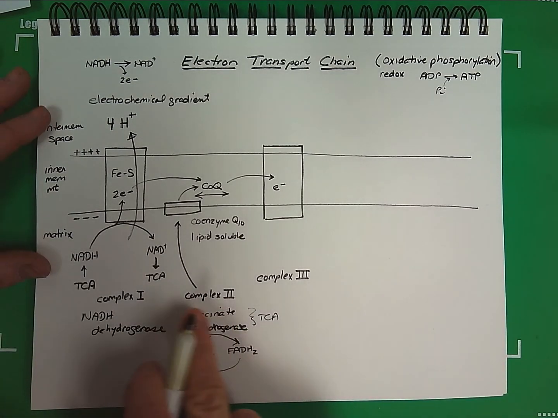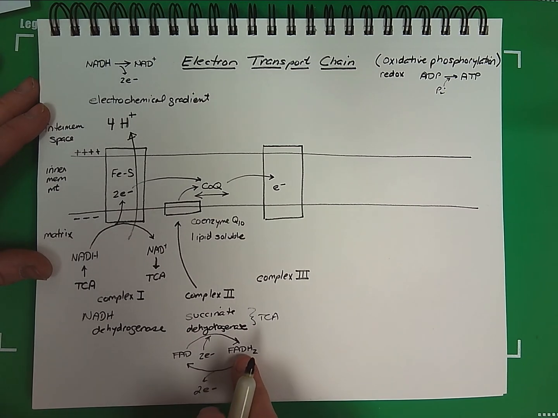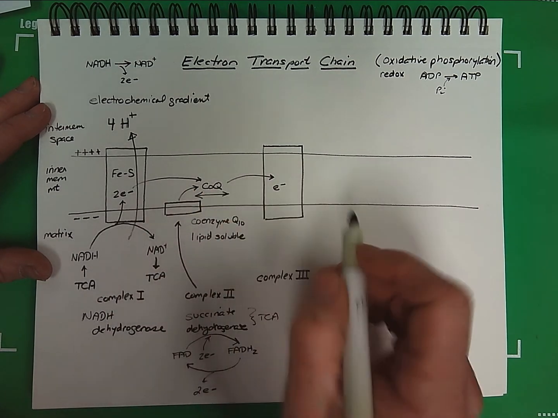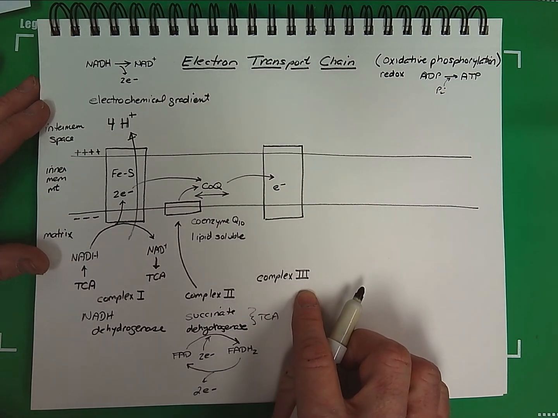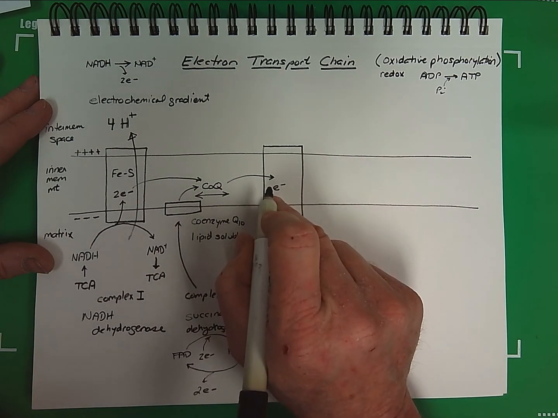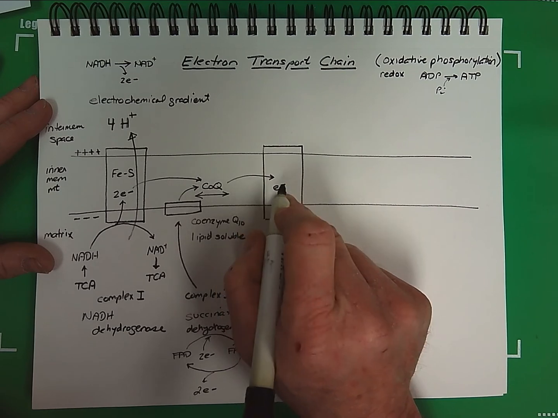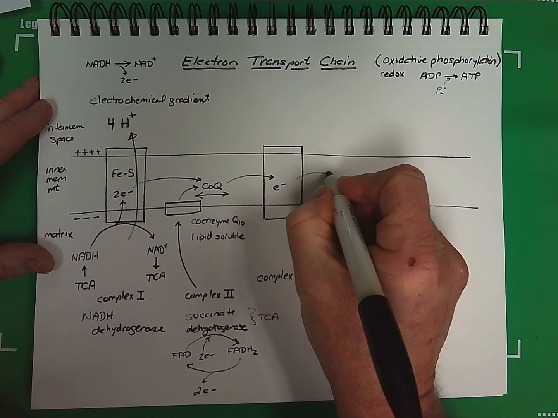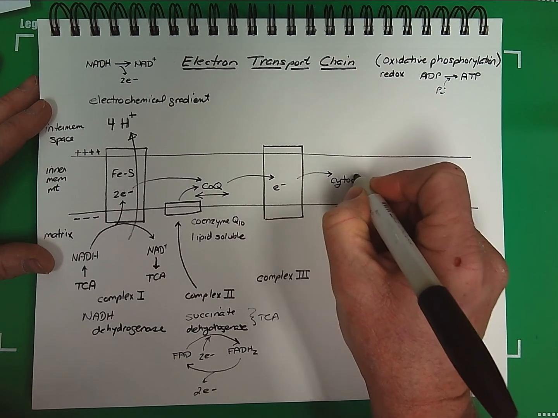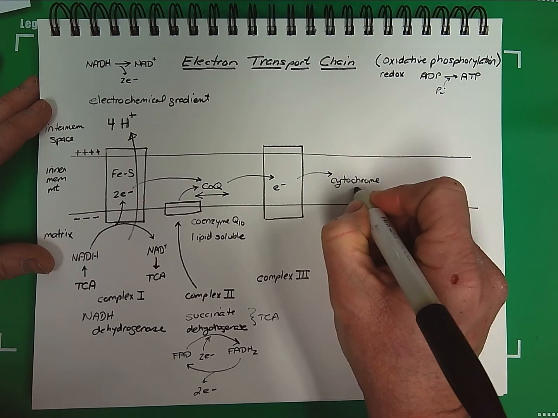So in summary, complex 2 will take these electrons from FADH2 to oxidize it back to FAD to keep the enzyme going, and these electrons will be moved to CoQ. Once they're in CoQ, then they can be transferred to complex 3. Now likewise, with complex 3, we need to move these electrons along, and so these electrons are going to be moved to another small molecule called cytochrome C.